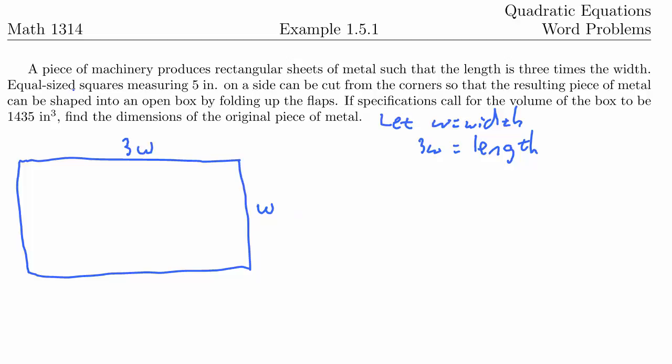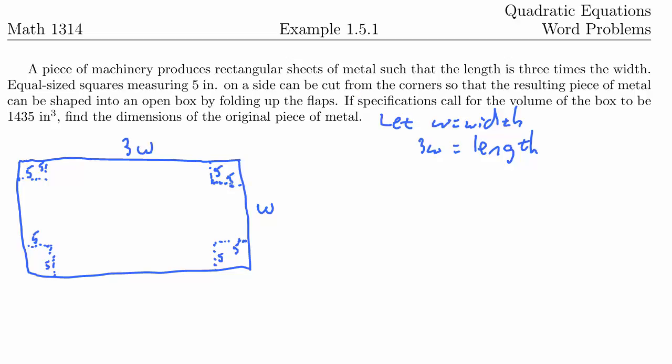Now then, this says equal-sized squares measuring 5 inches on a side are cut out from the corners. In other words, what's happening is you're getting something cut out here from each corner. Okay. And each one of those is 5 inches to a side. Notice what I'm doing here is I'm just writing down in pictorial form what it says in the problem.